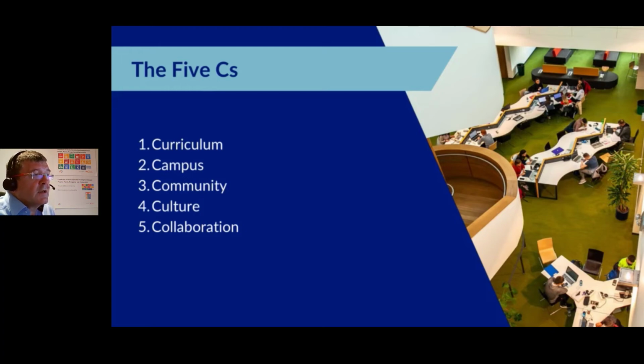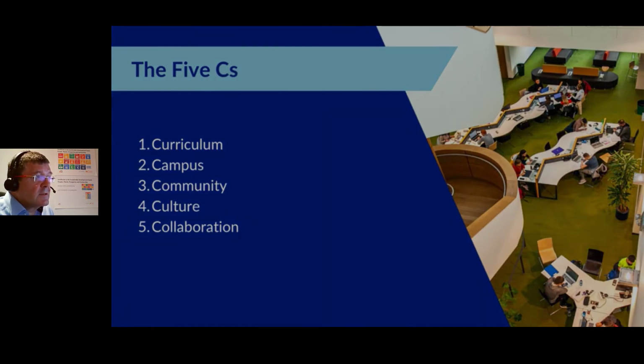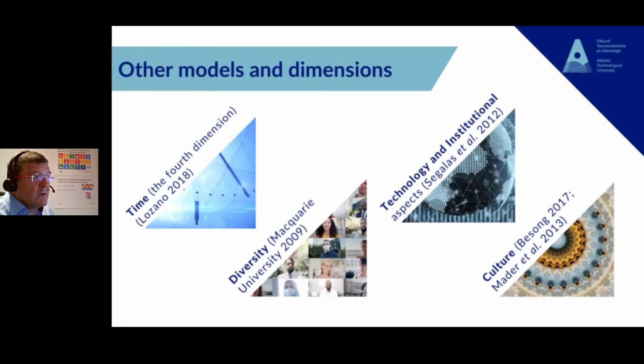It is worth noting that in addition to the generally accepted troika of environment, society, and economy, other conceptual frameworks of sustainability exist. These include a variety of different terms and pillars, such as time, diversity, technology and institutional aspects, and culture.